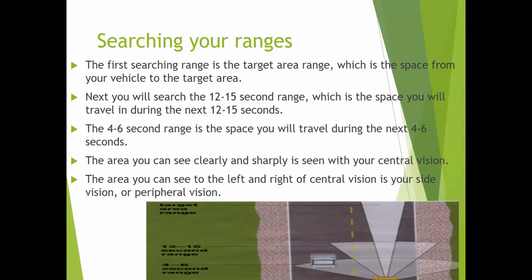Okay, searching your zones. You're going to search the target area range, the 12 to 15 second range, and then the 4 to 6 second range. And then that's your central vision. And then you're looking at the side vision, side streets, that's your peripheral vision.